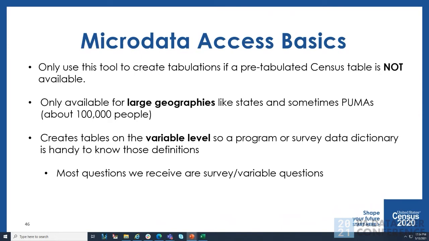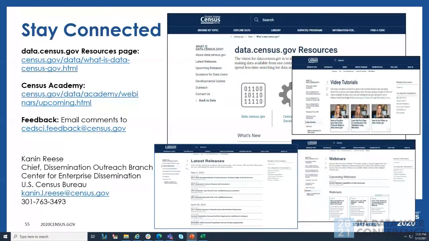The next is that it's only available for large geographies. You're not going to find this for tract level. It's going to be for US states, and sometimes ACS and decennial will have PUMAs, which are areas of about 100,000 population. Another thing to know, which you'll see in a minute, is that you're creating tables at a variable level, so it's not the same thing as finding a table. And most of the questions we receive are really about survey questions.